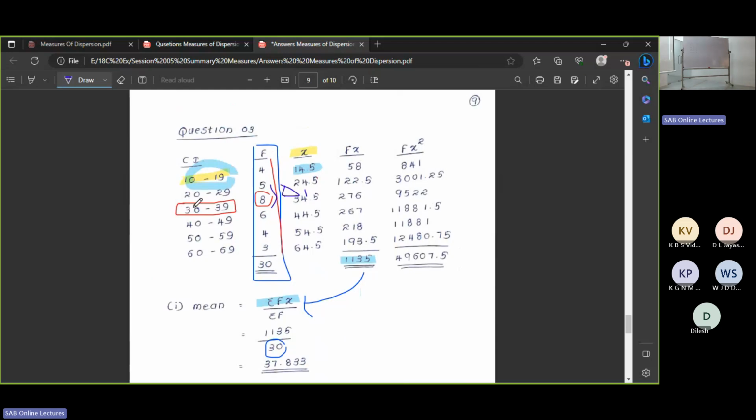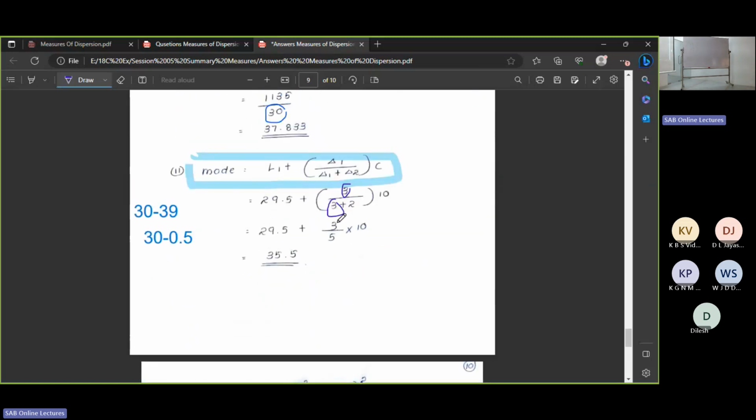Then delta 2 means the frequency of the modal class minus the frequency of the next class. This is the modal class, 30 to 39. What is the next one? 40 to 49. Then what is the frequency? 6. Difference between these two values: 8 minus 6, what is the answer? 2. Then we substitute here 2.